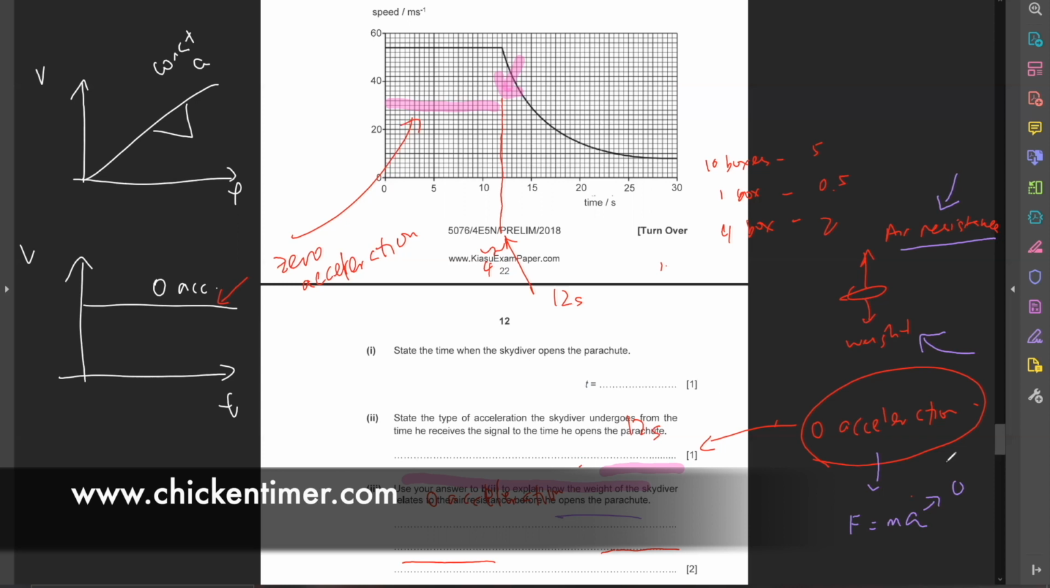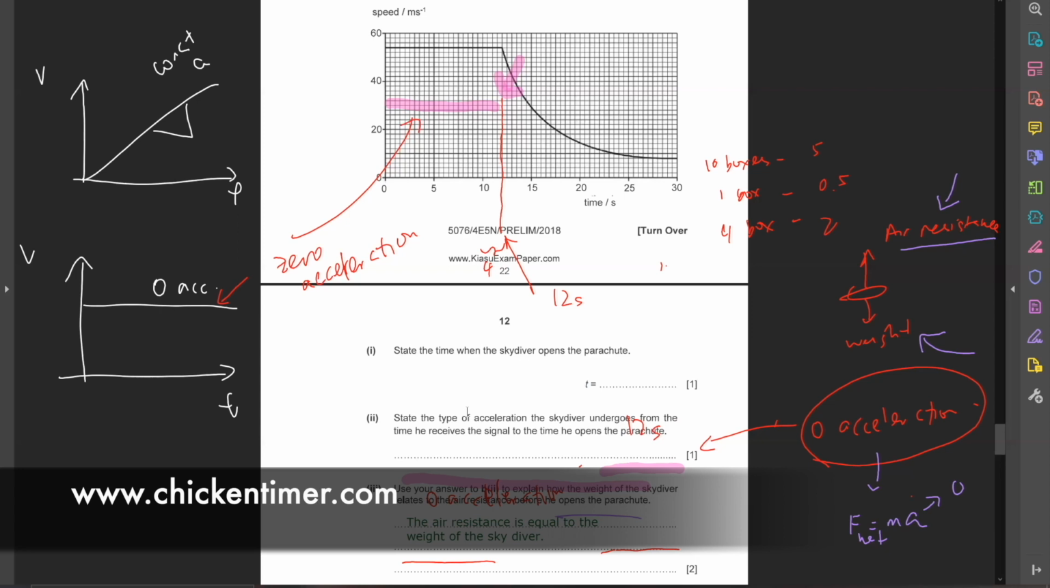So they want to know, because F equals F net, or F resultant, is zero, because of zero acceleration. Then they want you to tell them the relationship between the air resistance and the weight in this diagram. So the answer is actually on the diagram that I drew. Okay, so this is the relationship that they want. Then you have to explain why it is like that.